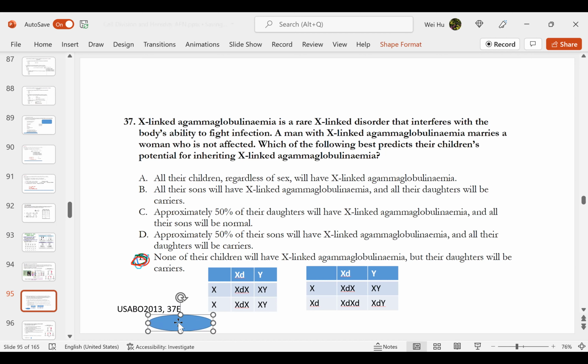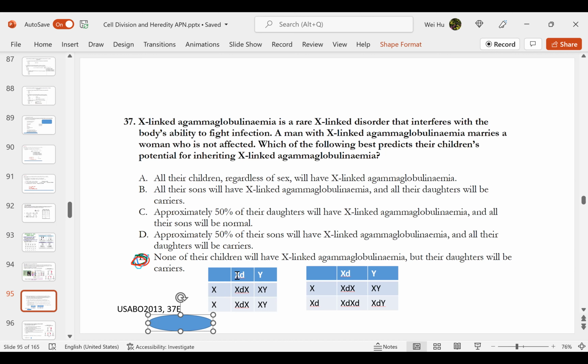Okay, let's go through it together. The answer is E. I noticed someone answered C. Now let's see this one. The father has the disease. Let's assume this is an X-linked recessive disease, so the X on the father is abnormal. In the first case, the mother has no symptoms, is normal, and is absolutely not a carrier.